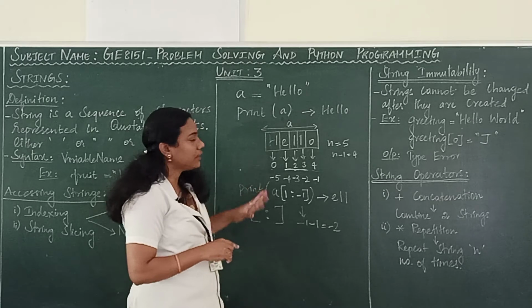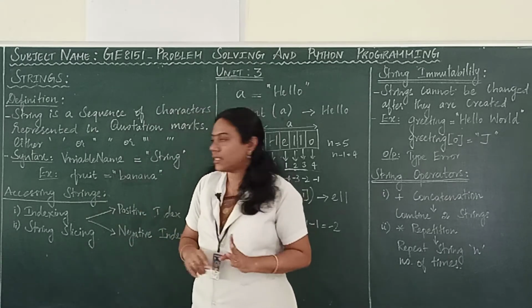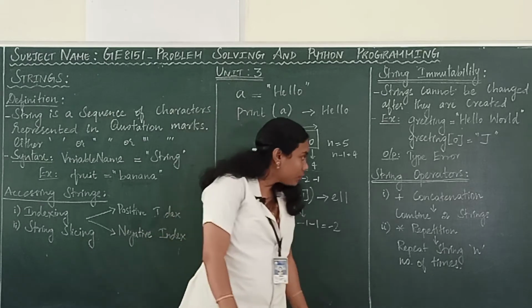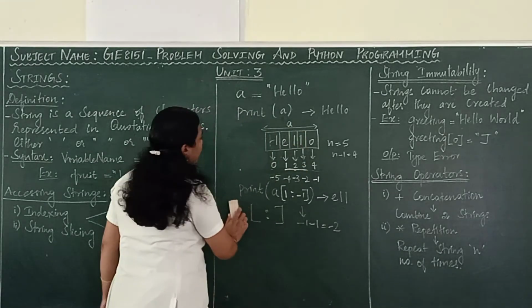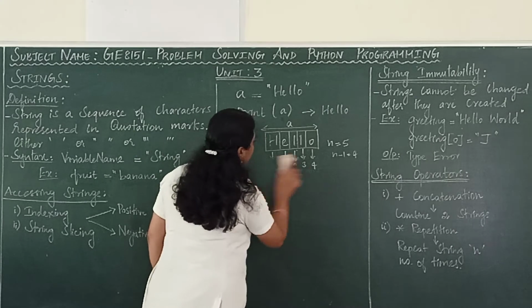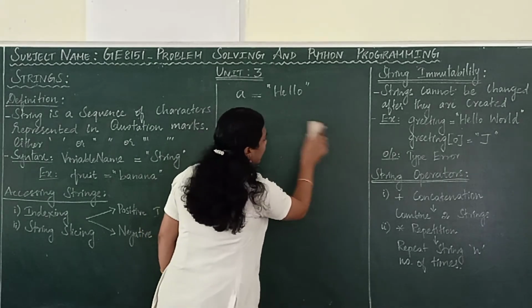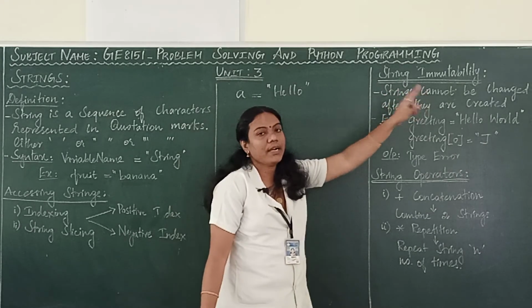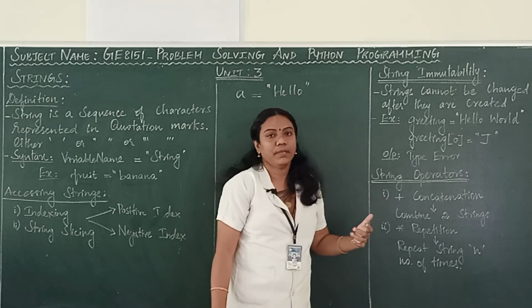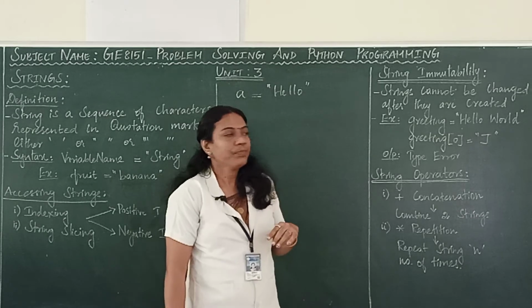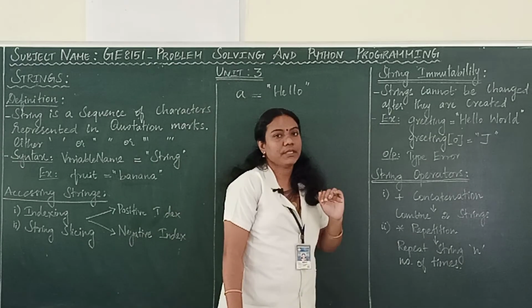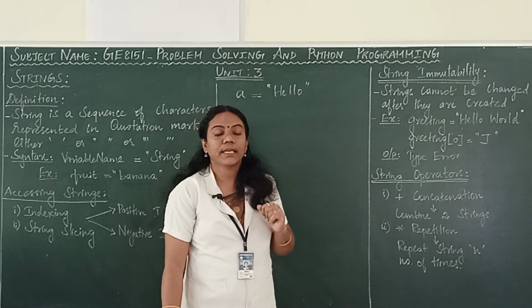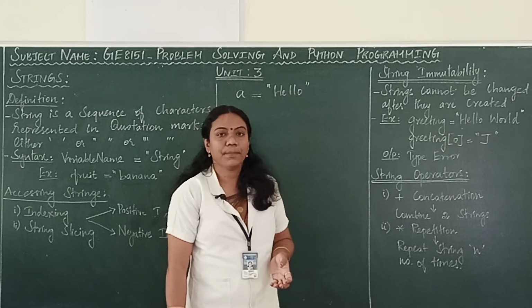These are the two ways to access a string. One is indexing, another one is string slicing. Next we can see another important term in a string, that is string immutability. Already we had seen the word immutability while studying data types. What is meant by immutability? It is the value that cannot be changed.